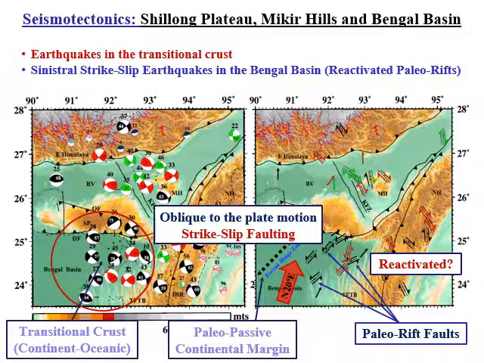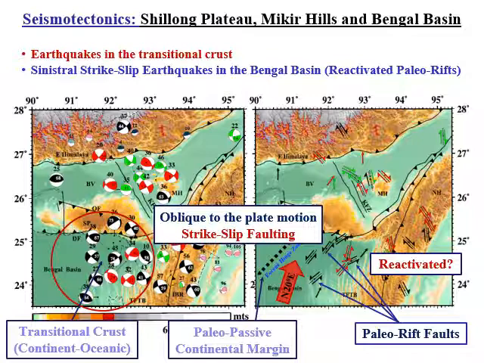Now, because of the convergence between India and Eurasia, which happens in a direction of north 20 east, marked by the red arrow on the right hand plot, you would see that these faults which are within the transitional crust would get reactivated under compression. But how would they be reactivated? These faults are oriented at an oblique angle to the direction of the north 20 east convergence, and therefore they would get reactivated in strike slip motion. The strike slip reactivation of these faults would lead to sinistral strike slip earthquakes within the transitional crust.